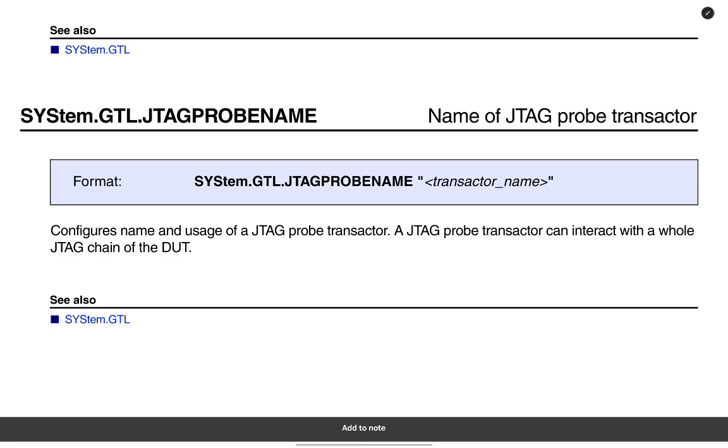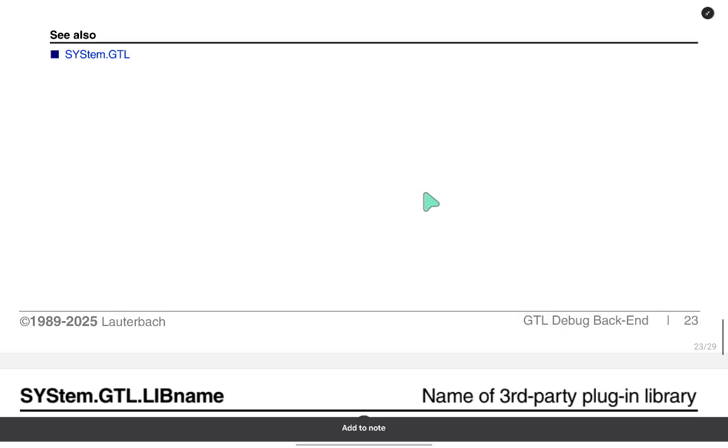sys.gtl.jprove name of the JTAG transactor, JTAG proof transactor. Configures name and usage of the JTAG proof transactor. A JTAG proof transactor can interact with the whole JTAG chain of the DUT.